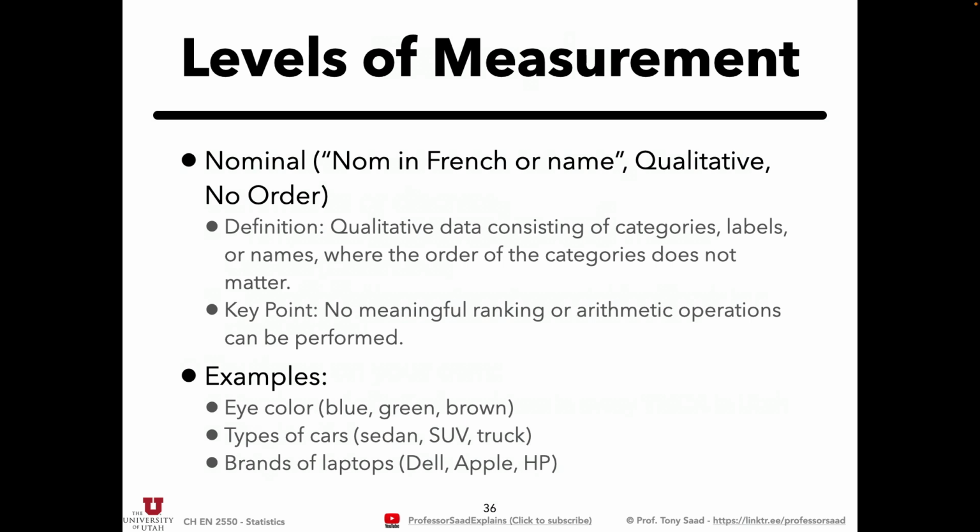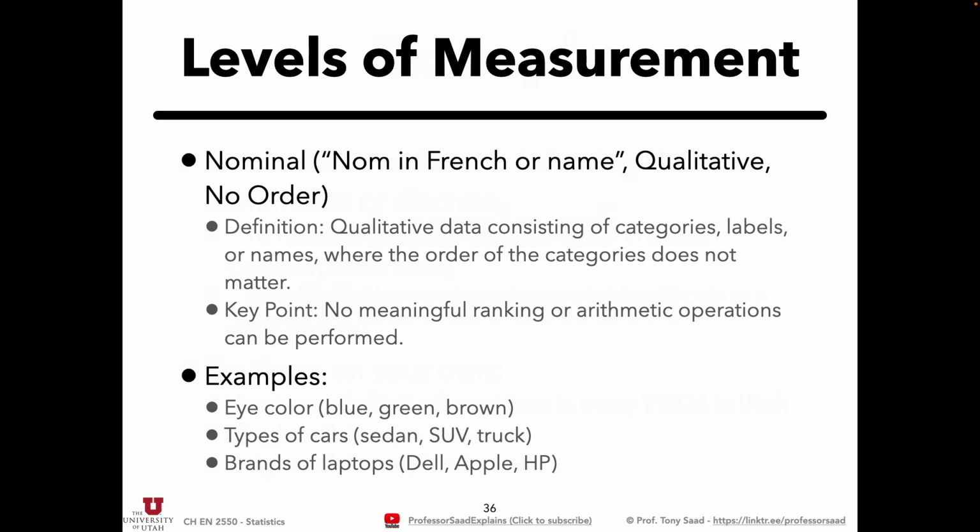Okay? So for example, eye color: blue, green, brown. You know, these are just nominal variables. There's no specific ranking. You can choose to rank them alphabetically or by their first letter. It's fine, but there's no intrinsic meaning in terms of magnitude or signifying which one is stronger or lower or higher than the other. Types of cars, sedan, they're just cars. SUVs, they're just arbitrary names for these. Brands of laptops, like Dell, Apple, HP, etc. So these are nominal variables.